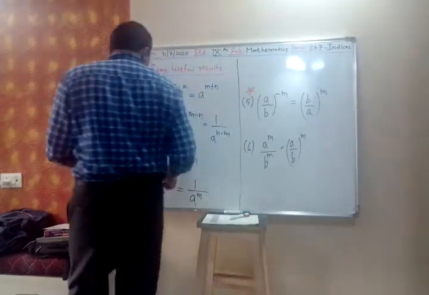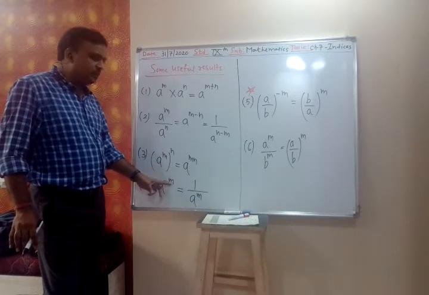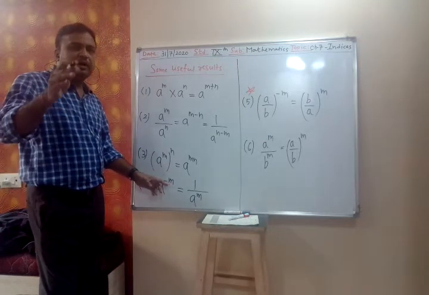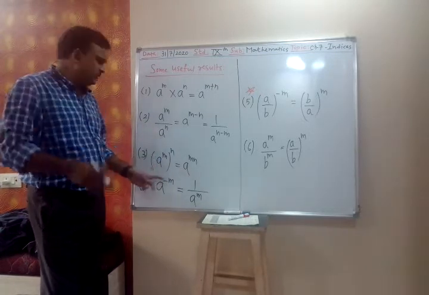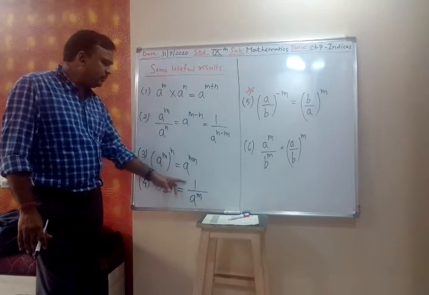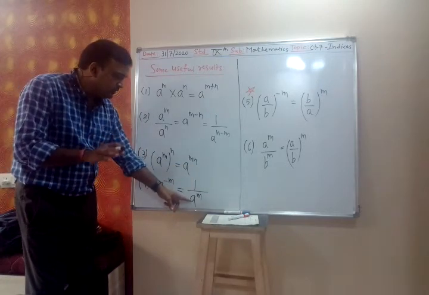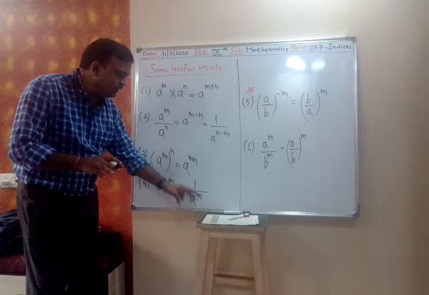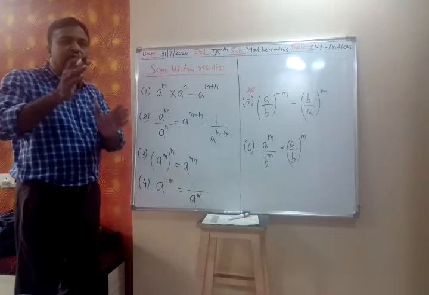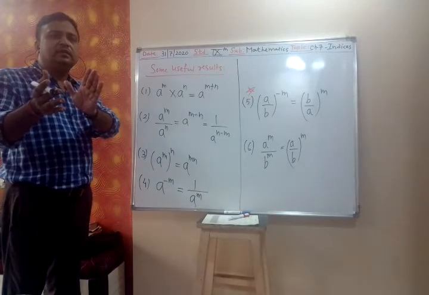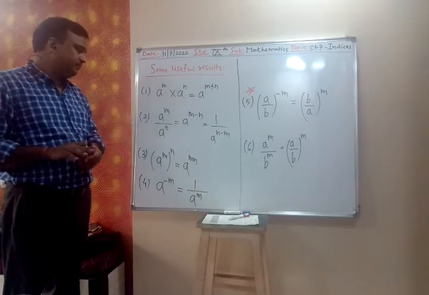A raised to minus m, the power is negative. What is the power? Minus m. So whenever the power is negative, we take the reciprocal and the power becomes positive. A raised to minus m, I can write 1 upon a raised to plus m. Similarly, if a raised to minus m is in the denominator, I can take that in the numerator, it will be minus m. So whenever we take the reciprocal, the sign of that power changes.